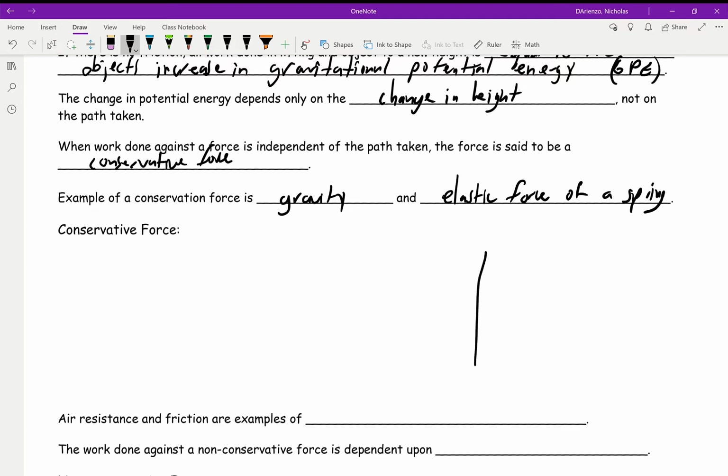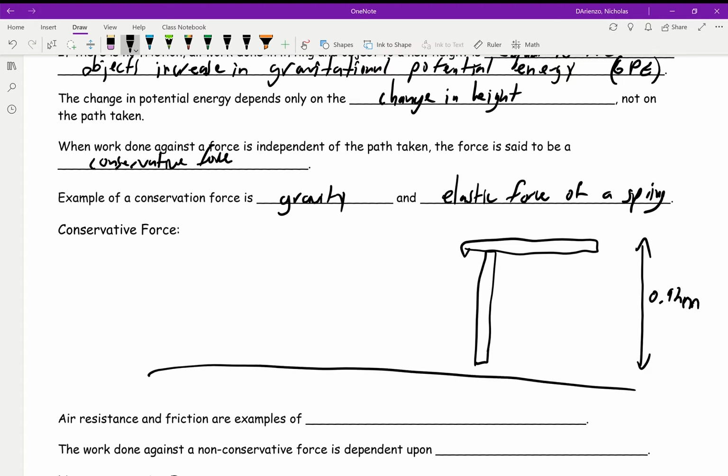And I'll give you a little example here of a conservative force. If we consider a table that's, let's say, I don't know, 0.92 meters off the ground, and let's assume that that is touching the floor here. If we wanted to move a 10-kilogram block to the top of the table, there are more than one route that we could take.